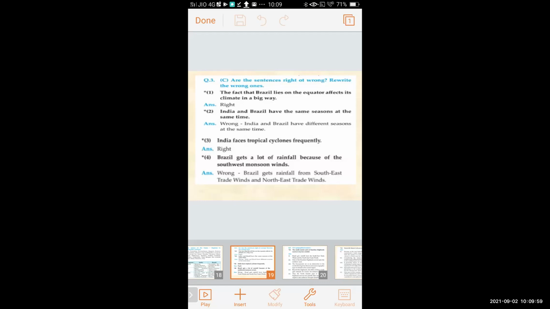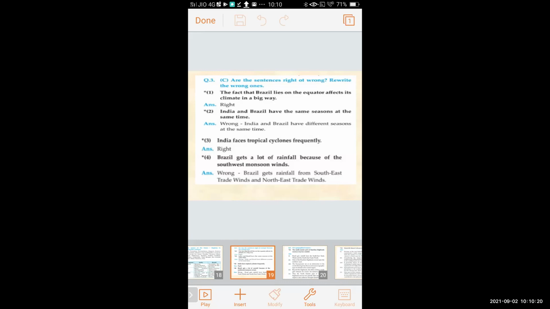Third, India faces tropical cyclones frequently, and the answer is right. India faces tropical cyclones frequently. Right.